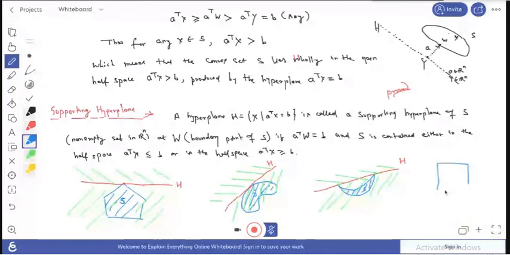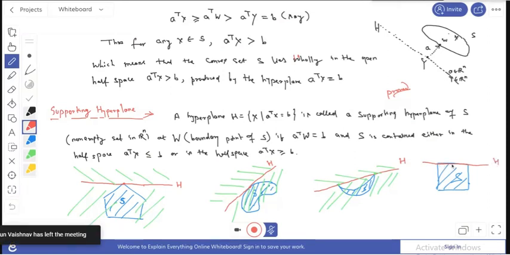Suppose if you take this type of S, okay, this type of S. If you take a hyperplane like this, it will simply touch at one vertex. But if we take a hyperplane like this, that is your H. Okay, so this touches an infinite number of points, so this is your supporting hyperplane. Okay, so this is also your supporting hyperplane.